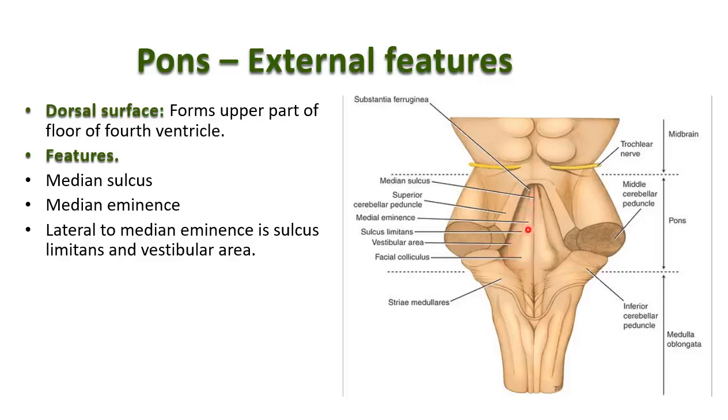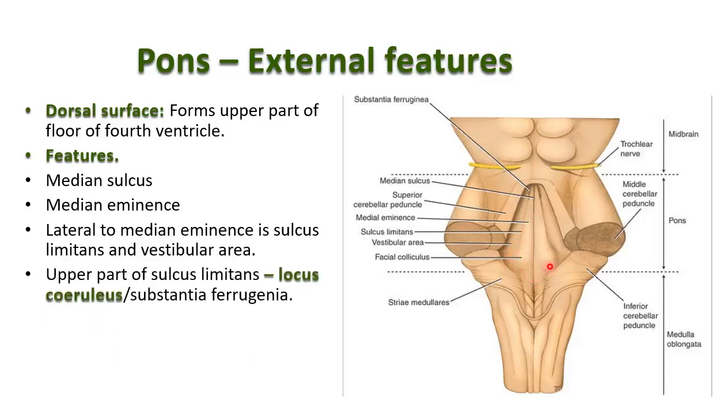Then you look at the sulcus limitans, and inferiorly it shows a bulge which is actually called as the facial colliculus. So colliculus means actually swelling. So the facial colliculus is actually produced by the nerve fibers of the facial nerve winding around the abducent nerve. Okay, so the winding of the facial nerve around the abducent nerve forms a bulge on the floor of the fourth ventricle, which is called as the facial colliculus.